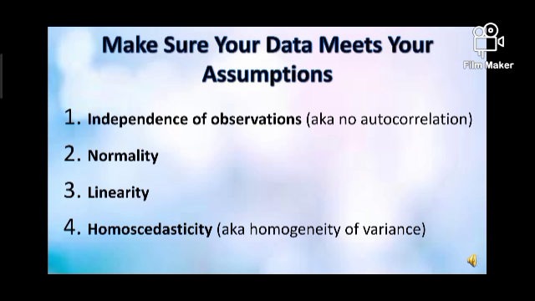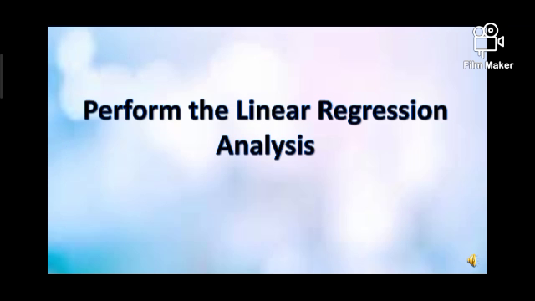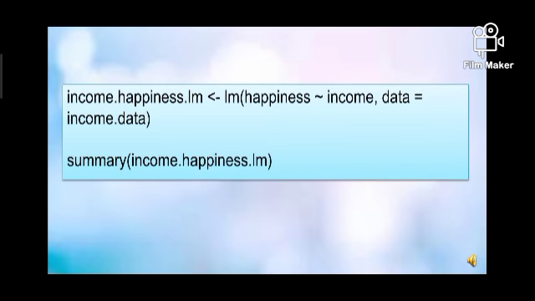This means that the prediction error doesn't change significantly over the range of prediction of the model, and we can test this assumption later after fitting the linear model. Now, performing the linear regression analysis. Let's see if there's a linear relationship between income and happiness in our survey. Two lines of code: the first line makes the linear model, and the second line prints out the summary of the model.